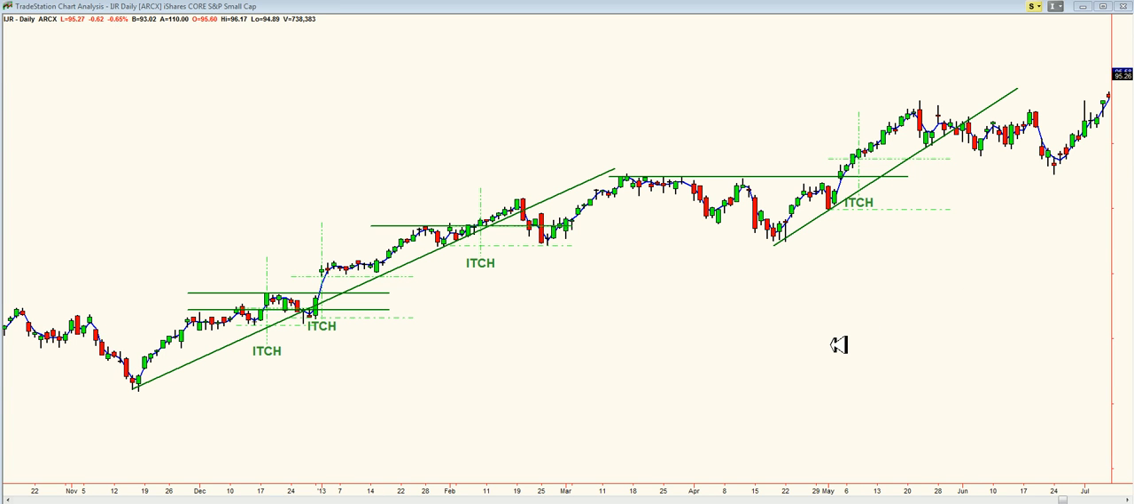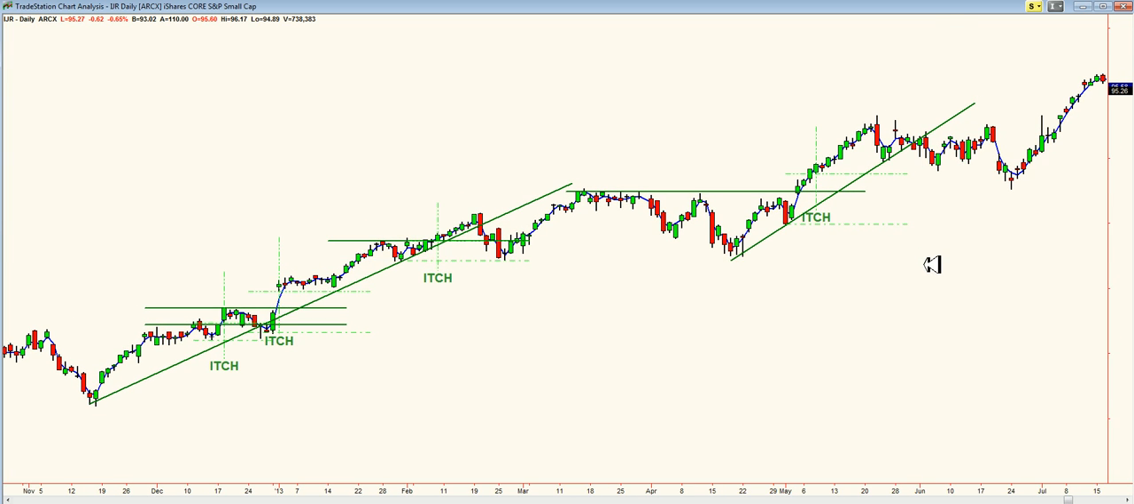Let's take a look at it. Here's IJR, bullish in the crosshair signals, pullbacks, breakouts, much longer consolidation, and a breakout itch on IJR, multiple ones back from 2012, 2013. Let's take a look at another one.